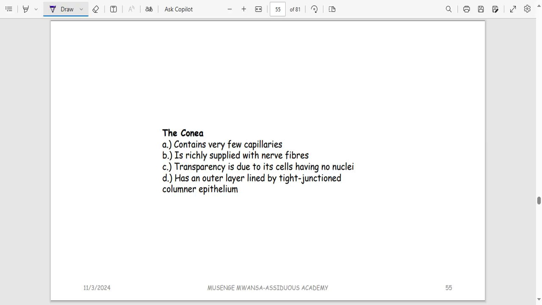The cornea contains very few capillaries, is richly supplied with nerve fibers. Transparency is due to its cells having no nuclei, has an outer layer lined by tight junctioned columnar epithelium, is richly supplied with nerve. Thank you so much. Let's start with, we know A is not true. What causes the transparency of the cornea? Why is the cornea transparent?